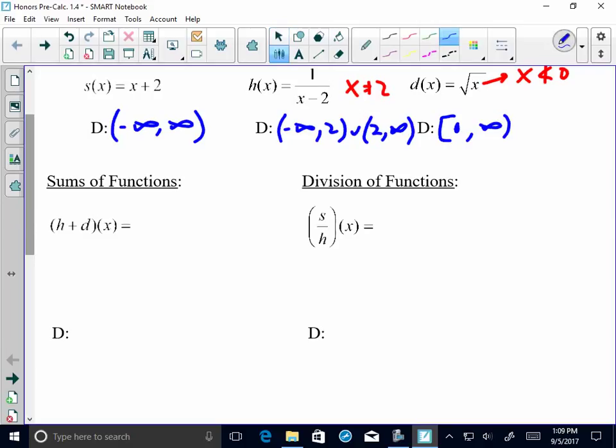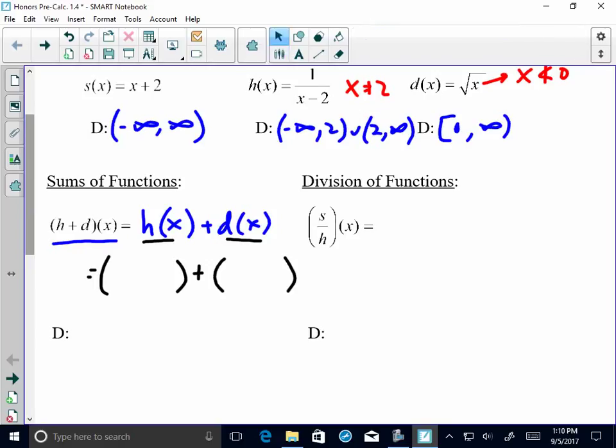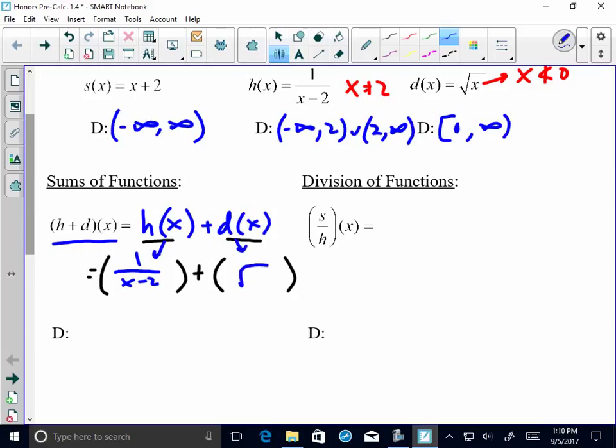For our first function, we've got h plus d of x. Now, what this means when we say h plus d of x is the equation that defines h of x plus the equation that defines d of x. So we're literally saying h of x plus d of x. Now, when we're combining these two functions, we actually want to put parentheses around the equations for h of x and d of x. So I'm going to have parentheses for h of x plus, and then parentheses for d of x. Now I can plug in my h of x, which is 1 over x minus 2, and then plug in my d of x, which is the square root of x, right?